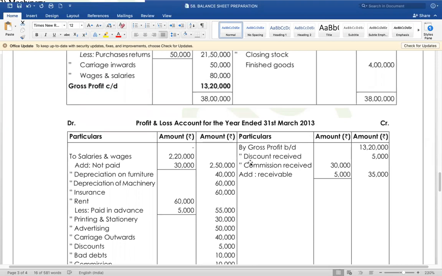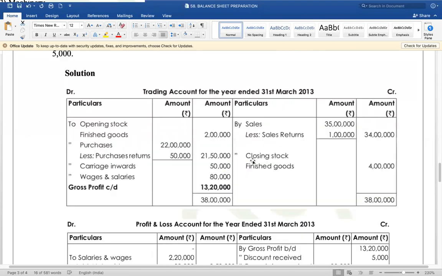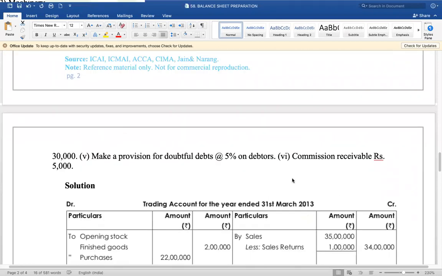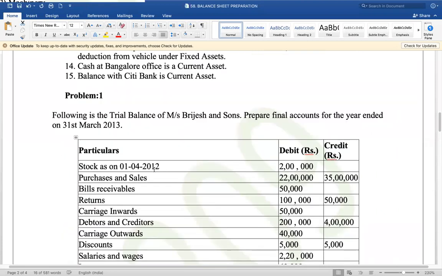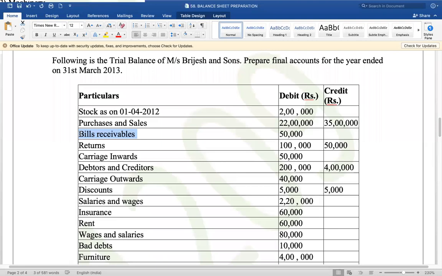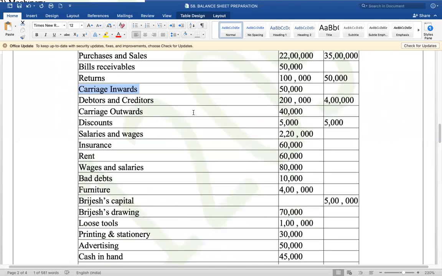Now, whatever items are left over, those items you will take in the profit and loss account. For example, opening stock: did you consider? Yes, already considered. Purchases and sales: did you consider? Yes, already taken. Bills receivable, you did not take, we will come back to that. Returns: did you consider? Yes, we have considered. And carriage inward: did you consider? Yes, we have considered. And debtors and creditors are assets.